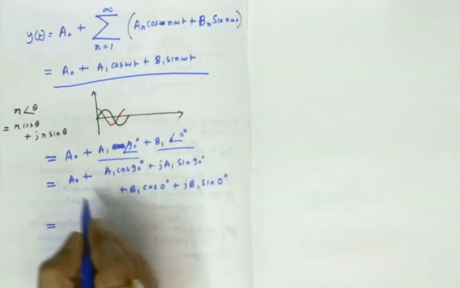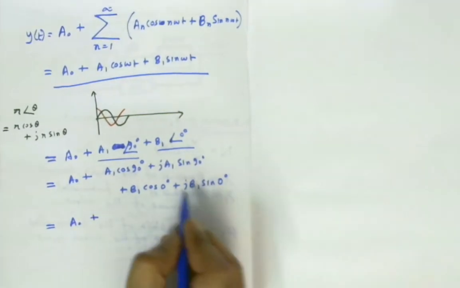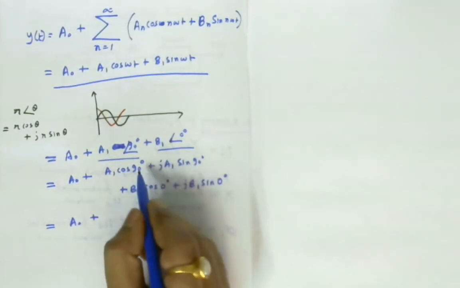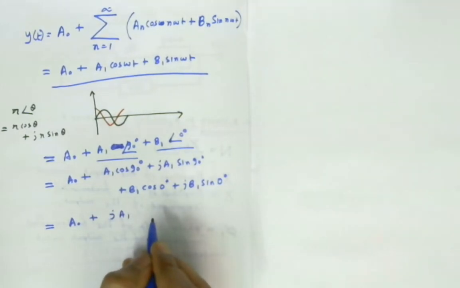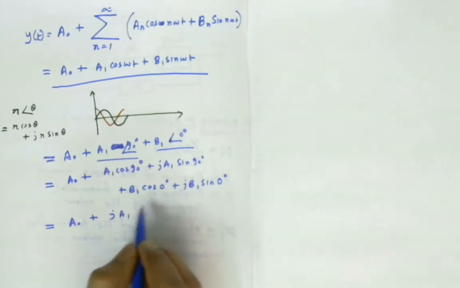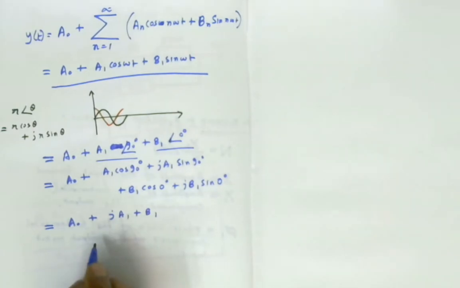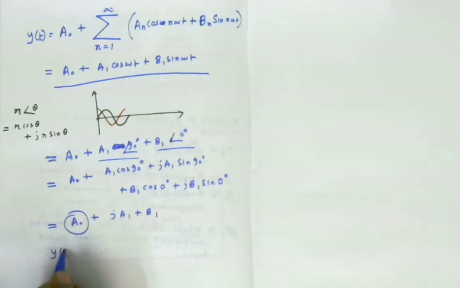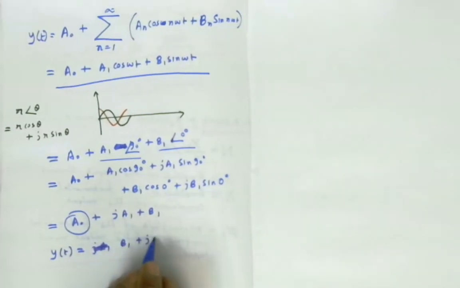And thus you have a0 plus 1j, so 90 sin 90 degrees is 1, so j a1, and cos 0 degree is 1, so b1. If I do not consider the DC component, then I can write down y(t) is equal to b1 plus j a1.